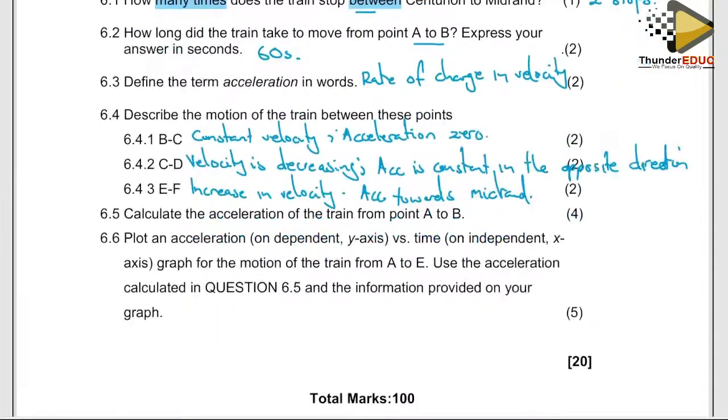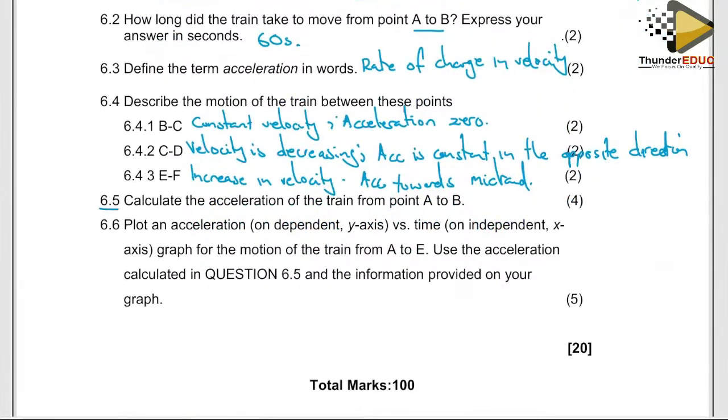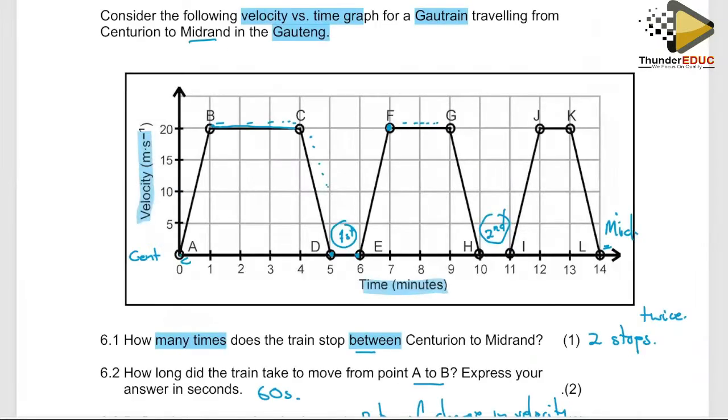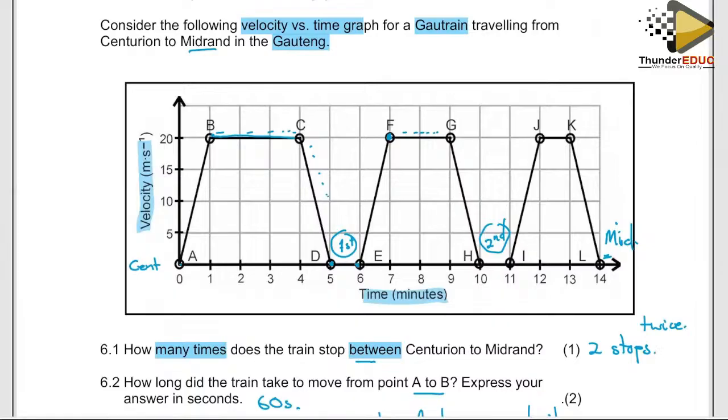Okay, so to proceed to question 6.5, it says calculate the acceleration of the train from point A to B. So for us to calculate that, your acceleration between A and B is from here to there. So we're having acceleration from 0 to 20 within a time of that.